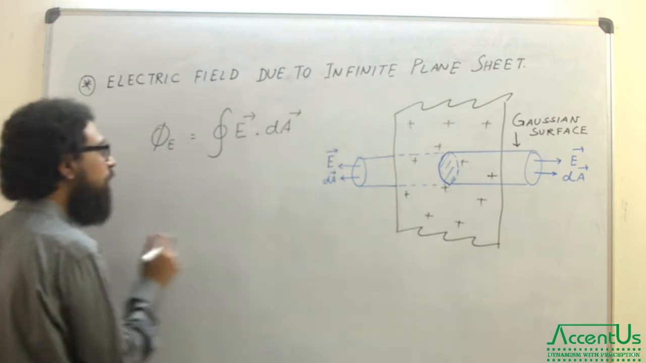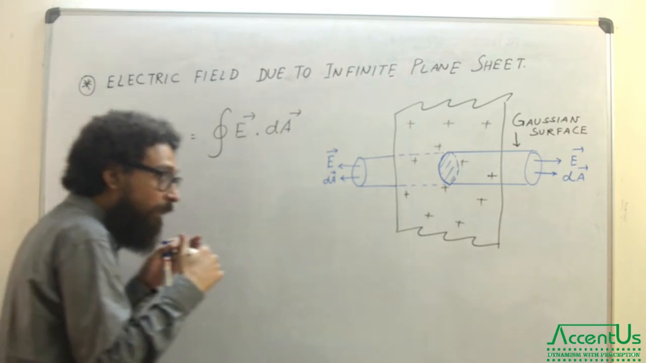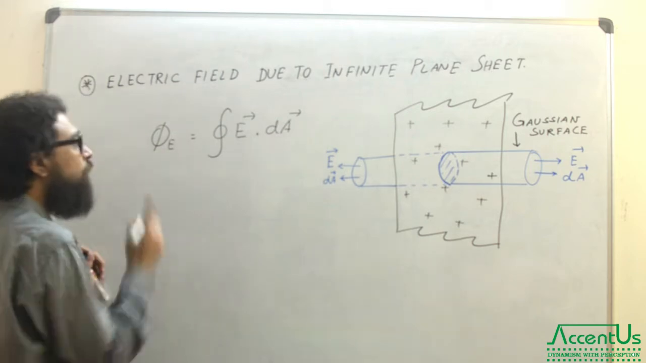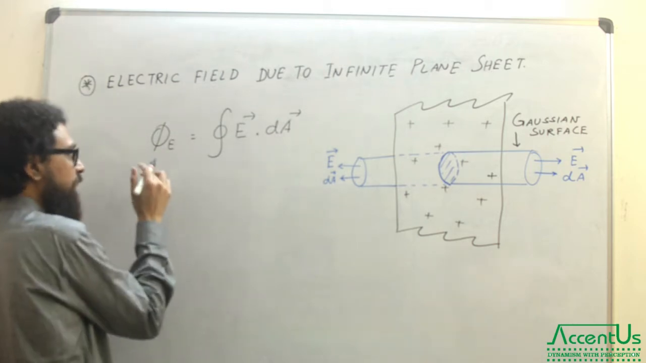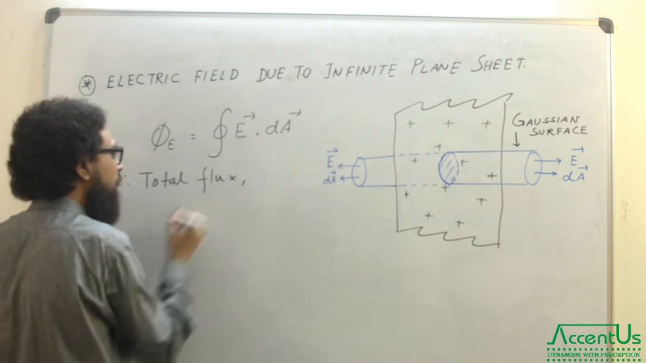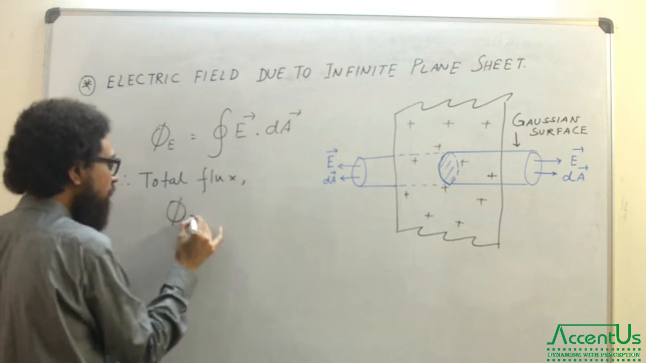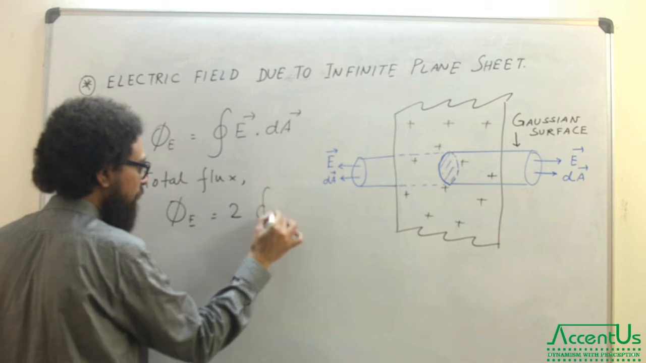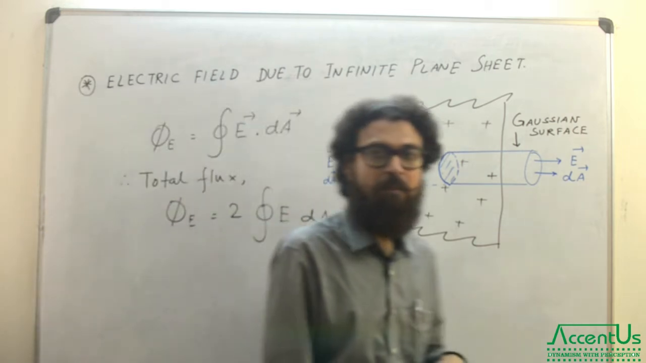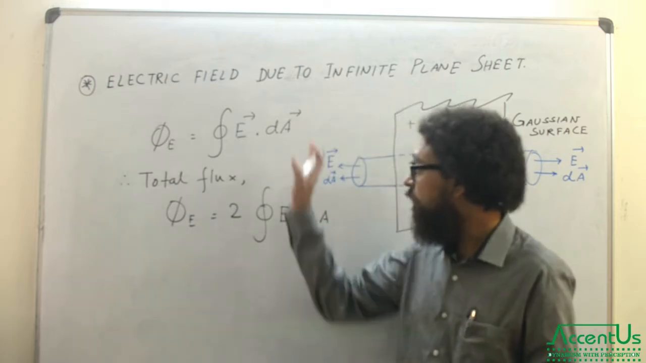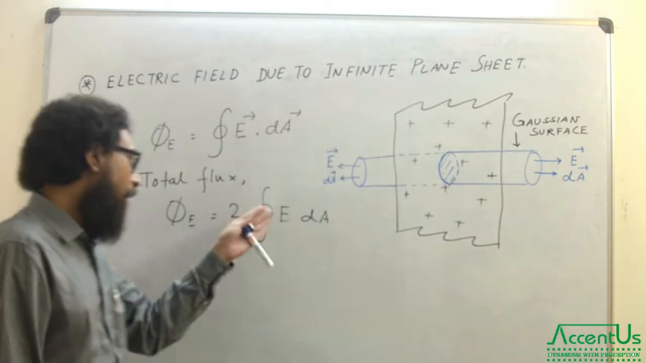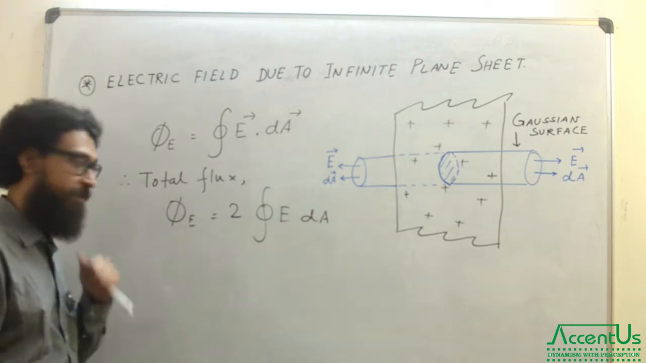You can understand they are parallel. And since we have enclosed it completely from either side, the total flux linked is 2 into this whole thing, E dA. And you know, we already did the dot product, cos 0 is 1, so vector signs are omitted. Alright, so this way we have this kind of expression now.